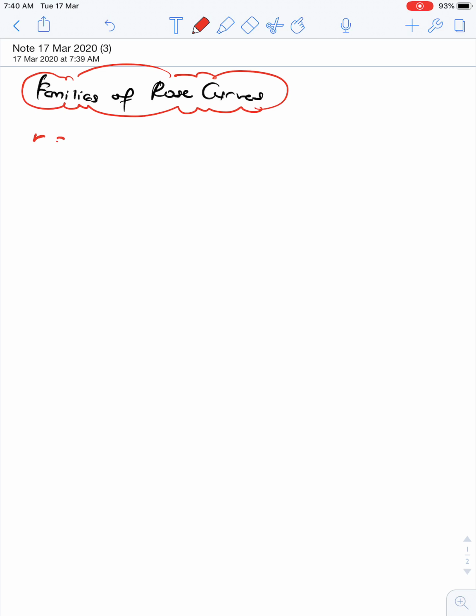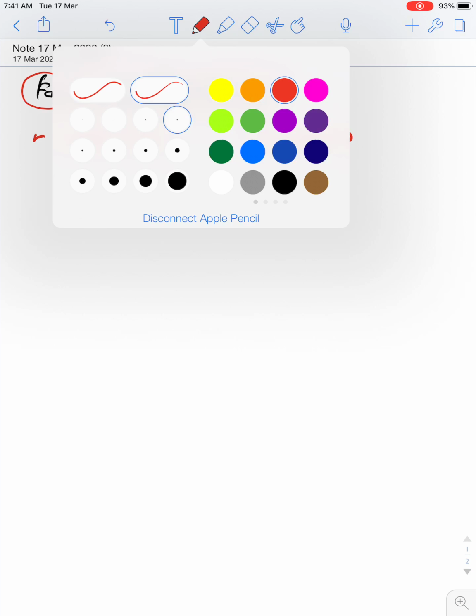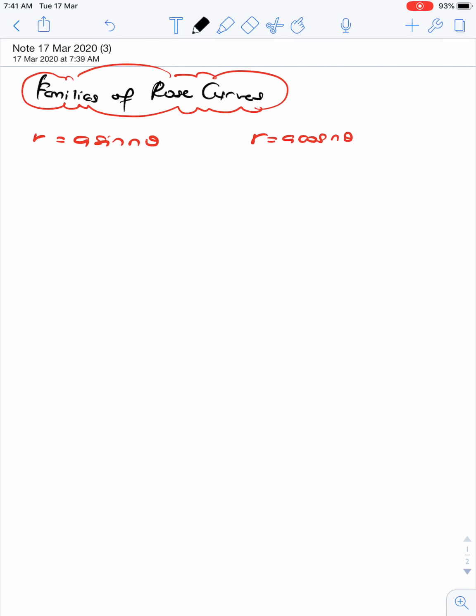First, we have r equals a sine n theta, and then we have r equals a cos n theta. In this case, a is the length of the petal, and n is the number of petals.